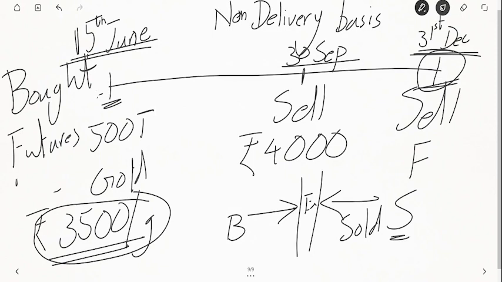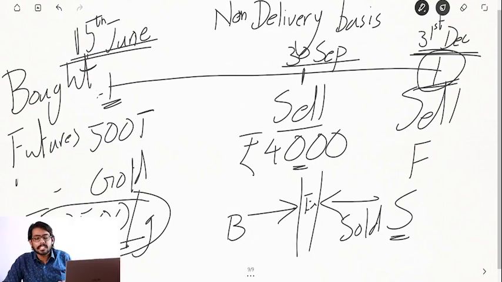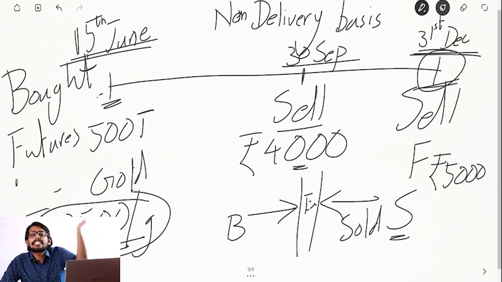You entered into a contract. Now, instead of entering into a contract, I am going to use buy futures. You bought futures when the rate was 3500. The rate at which you agreed to buy gold, the rate of the future, was 3500. On 30th September, the rate of futures was 4000. You can sell it on this day itself, or you can wait till 31st December, that is the expiry date. On the expiry date, the price of gold itself is the price of futures. The price of futures is 5000. You can wait till 31st December and sell it for 5000, making a profit of 1500 rupees.